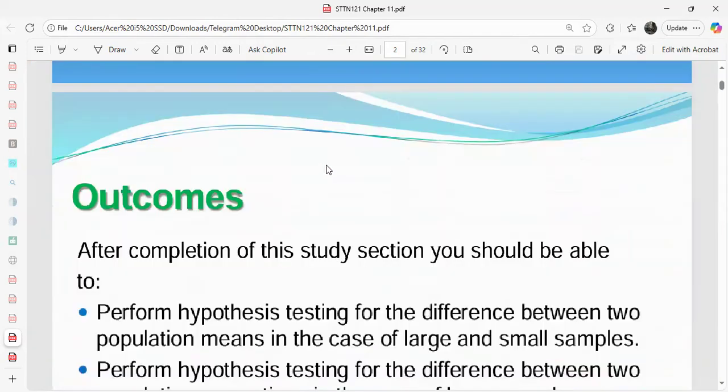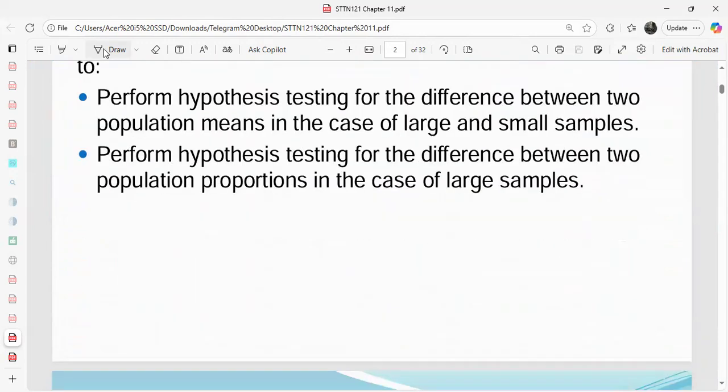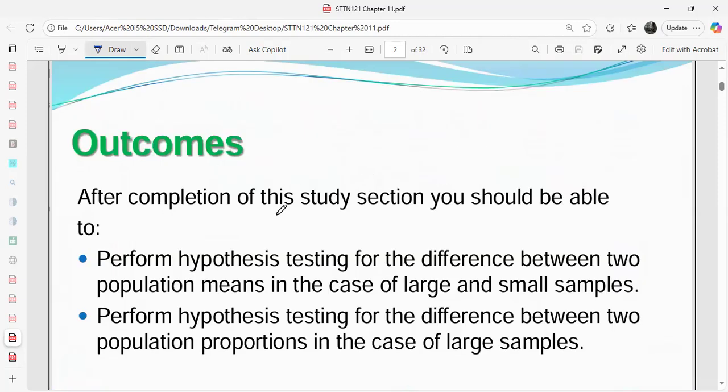With the hypothesis testing for two populations, we are going to perform the hypothesis testing for the difference between the two population means, and also the hypothesis testing for the difference between the two population proportions.